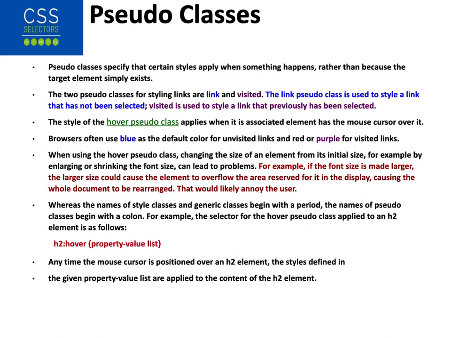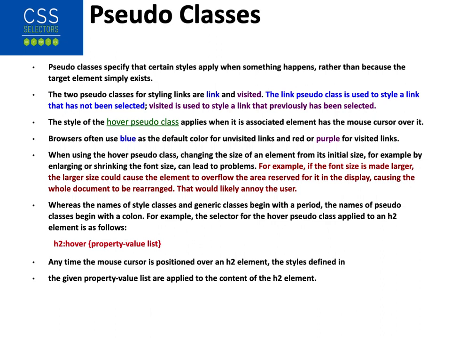The next type of selector forms are pseudo classes. Pseudo classes specify that certain style apply when something happens rather than because the target element simply exists. In the previous example we have seen the ancestor and descendant relationship or the children relationship, etc. But here, instead of existing such elements, something happens, meaning when you click or when you mouse over a particular element, then something is to happen. Such implementation is performed using pseudo classes.